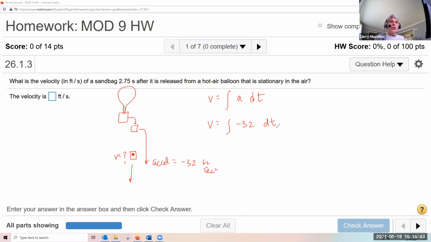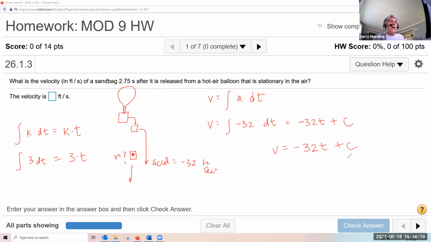Well, this is a simple integral. You might remember the integral of just a constant dt is taking that constant times t. For example, the integral of 3 dt was just 3 times t. So that means the integral of negative 32 is going to be negative 32t. But now this is really an equation. I have to add a constant of integration. So the velocity is negative 32t plus a constant.